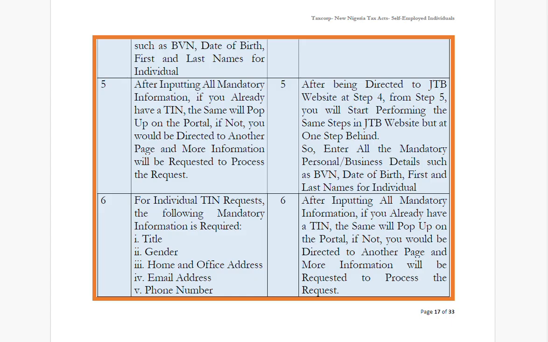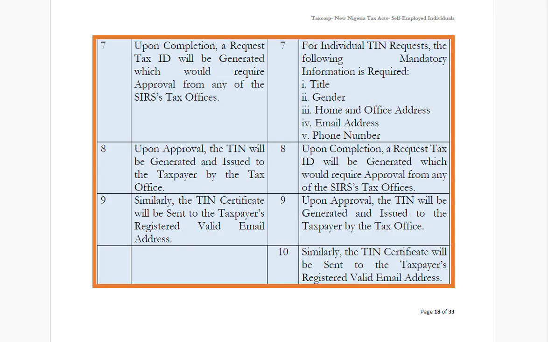Then step 5, after inputting all mandatory information, if you already have a TIN, the same will pop up on the portal. If not, you will be directed to another page and more information will be requested to process the request. Step 6, for individual TIN request, the following mandatory information is required: your title, your gender, home and office address, email address, phone number.